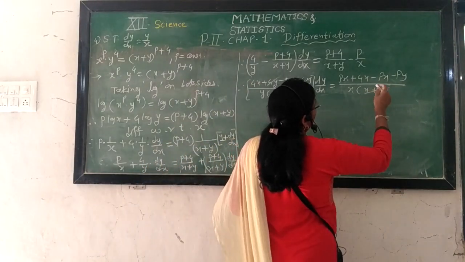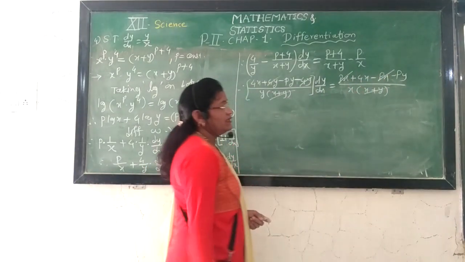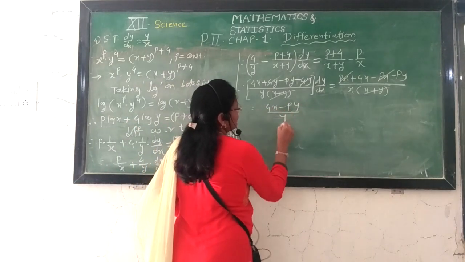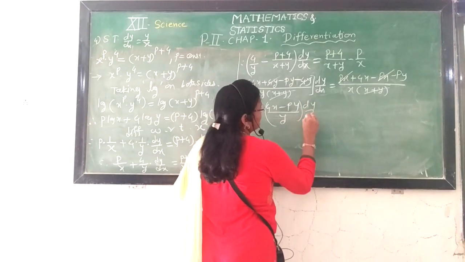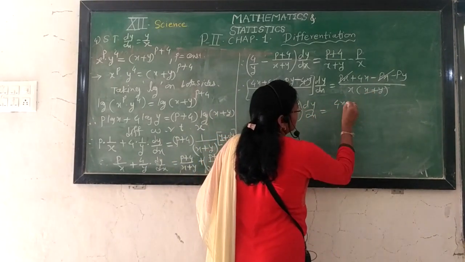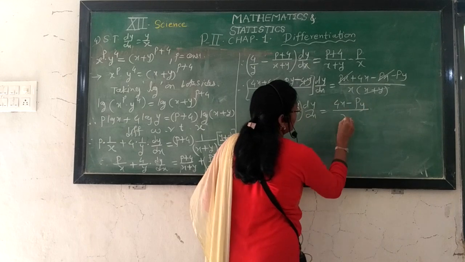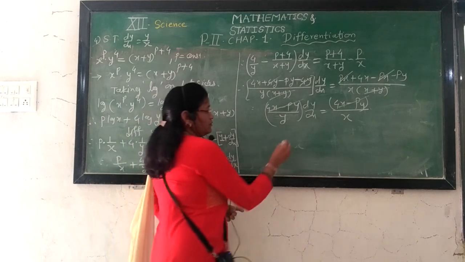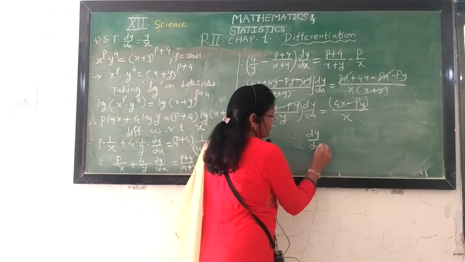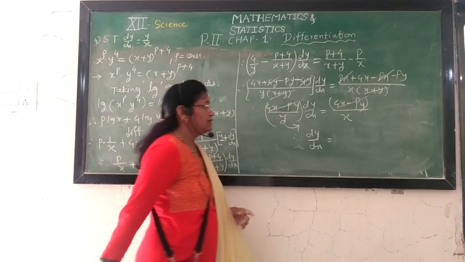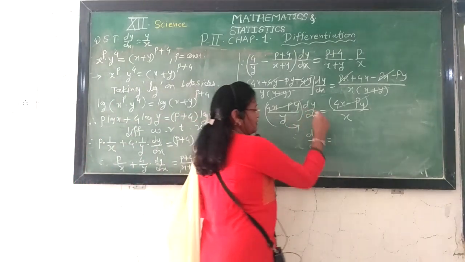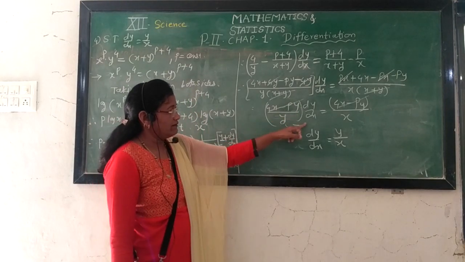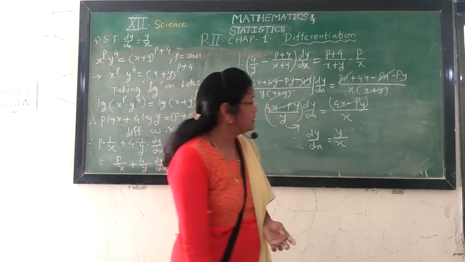For the right side we get again plus px and minus px cancelled. After simplification we get 4x minus py upon y multiplied by dy by dx. For the right side we get again 4x minus py upon x. Again both terms have the same numerator. And therefore, at the final step, we get the value of dy by dx by shifting this divisor to the right side in the form of multiplication. So we get that value is y upon x, and therefore dy by dx is equal to y upon x.